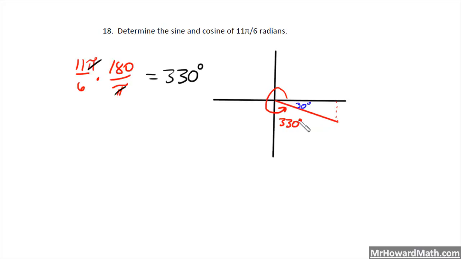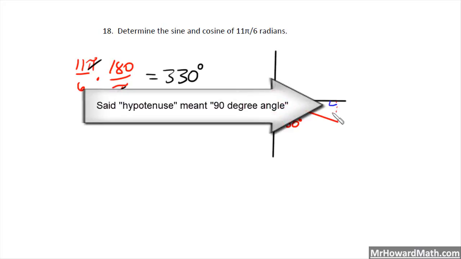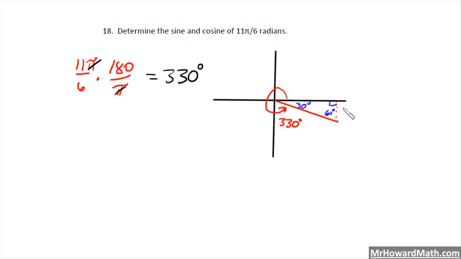So we have a special right triangle here. This would be the hypotenuse, this would be the 60-degree angle. So from there we can get all of our sides. The 30-degree side is 1, the 90-degree side, the hypotenuse, is 2, and this is the 60-degree side, so root 3. And this one needs to be negative. Okay, so here's what we have.